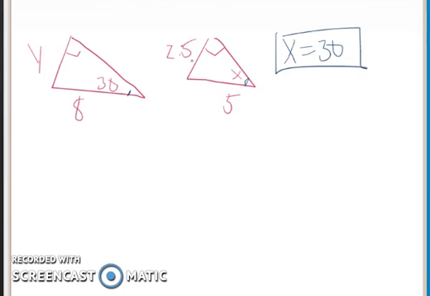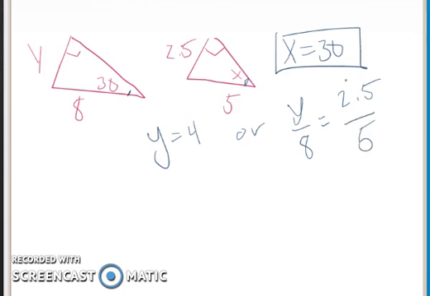And then it says 2.5 to x equals y to 8. Or you can also notice, look, 2.5 is half of 5. So y should be half of 8. That's how I know y is 4. Or we could just go ahead and set a proportion. y over 8 equals 2.5 over 5. But again, that's still going to result in my answer of y equals 4. Okay, next question.